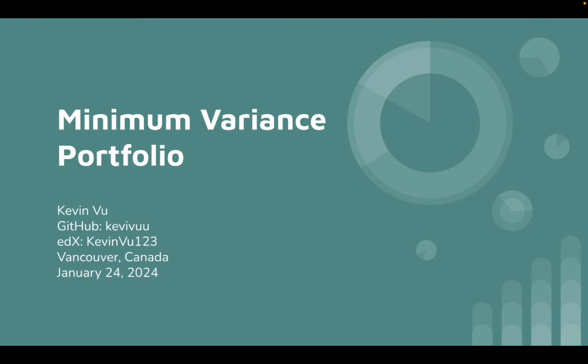My name is Kevin, and I would like to present to you my final project for CS50 Python, and it is called the minimum variance portfolio.